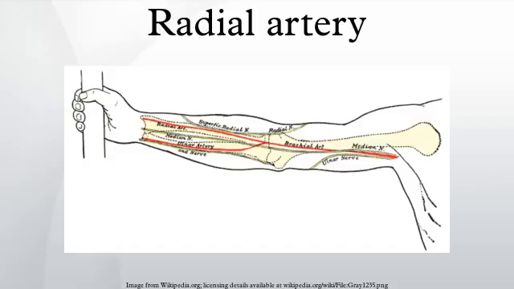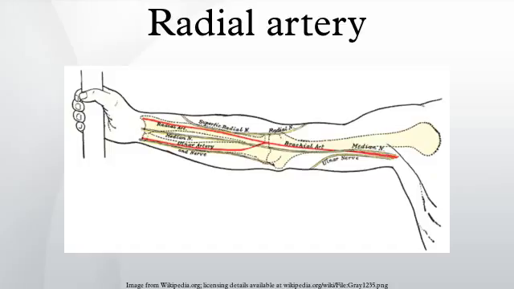Palmar carpal branch of radial artery, a small vessel which arises near the lower border of the pronator quadratus. Superficial palmar branch of the radial artery arises from the radial artery just where this vessel is about to wind around the lateral side of the wrist.